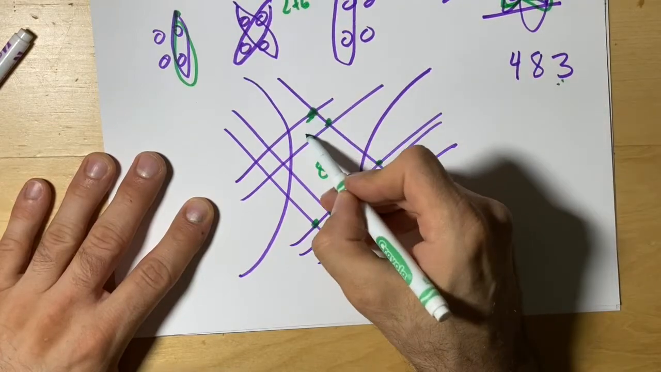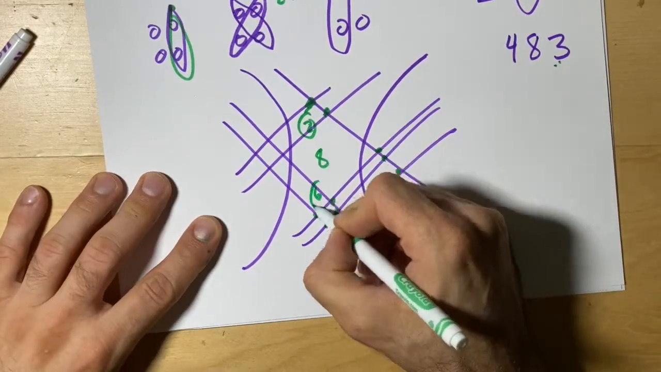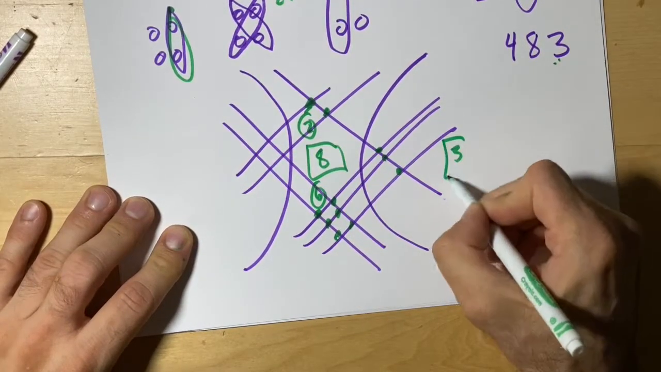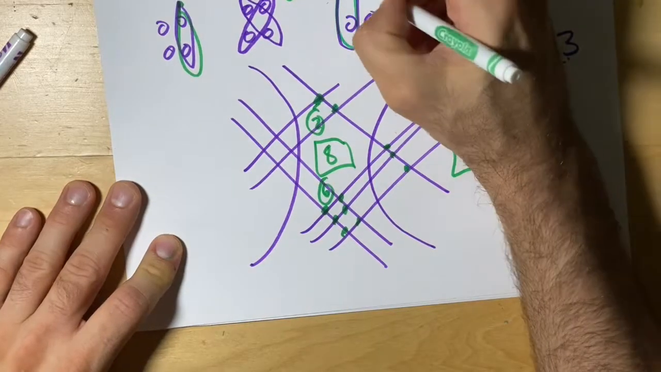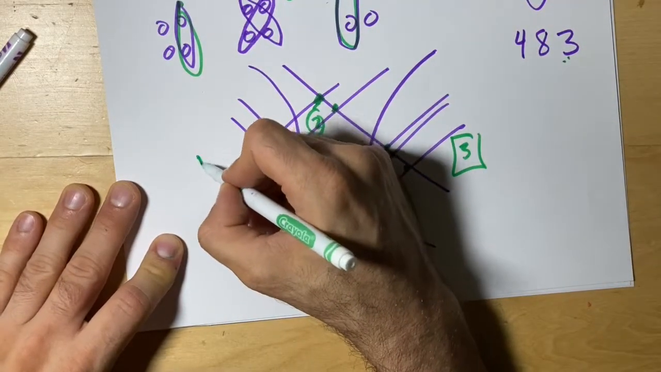This is 8. 6. And then the last one we do here is 2 times 2 is 4. So that's this spot right here, the 100 spot.